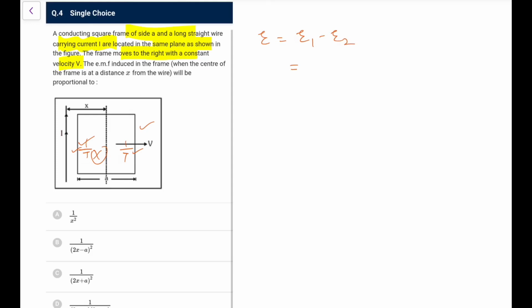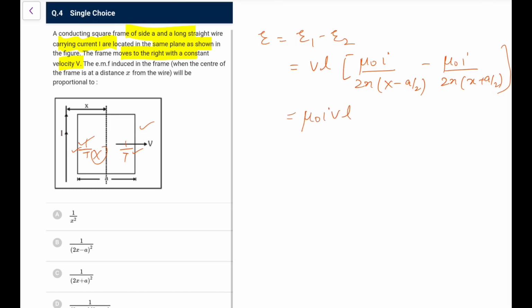E1 would be equal to B. v and L we can take as common. For the first one, I can write mu naught I upon 2 pi. The distance would be x minus a by 2. For second, that would be x plus a by 2. So doing this, what we will get, take all this as common, BvL upon 2 pi. We have to check only the proportionality.